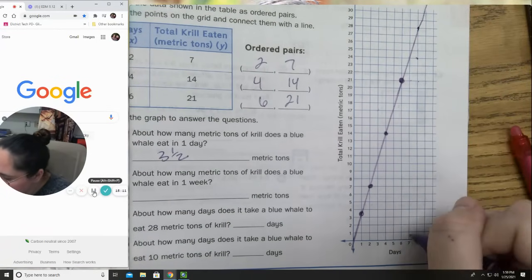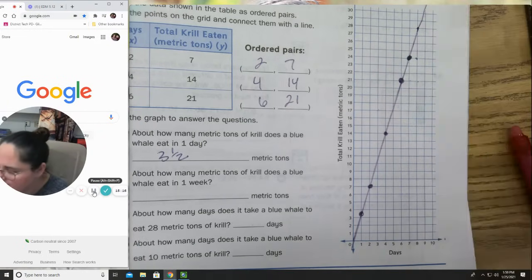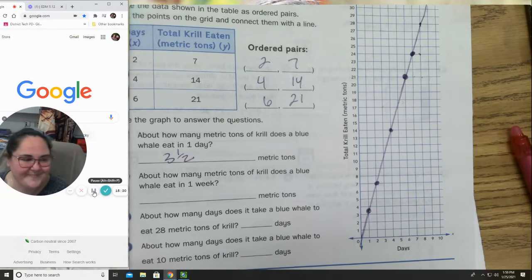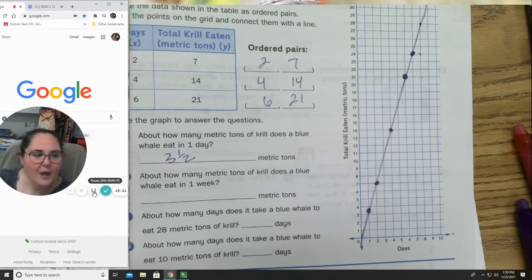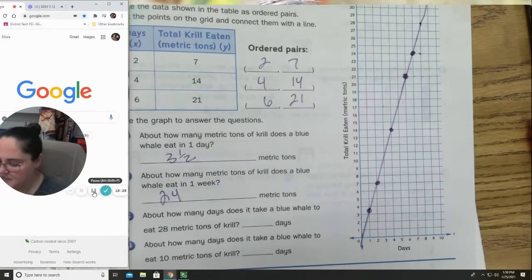All right, so 7 days in 1 week. We're going to go right up here, and it hits right here. But how many tons of krill is that? Your answer should have been about 24 metric tons.